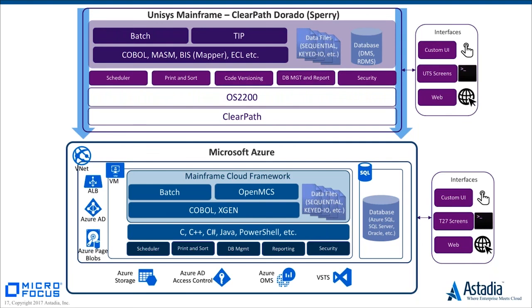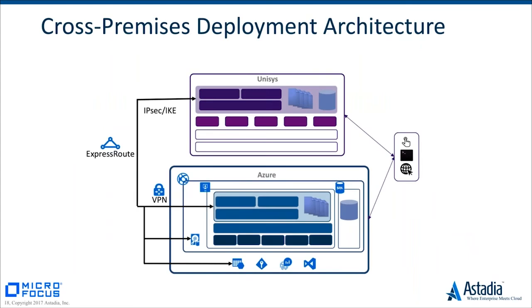So, of course, Unisys has two mainframe lines. This image is the Dorado line, which comes from the Sperry side of the house. It's very similar, but there are some differences. So instead of comms, you're going to have TIP. You're going to possibly have some MASM, which needs to be rewritten. There'll be some Mapper, which we also have a solution for to convert to Java. And then, of course, the ECL instead of WFL. But you're still going to have the flat files, and then you're going to have your hierarchical database as DMS, and perhaps a relational database in RDMS.